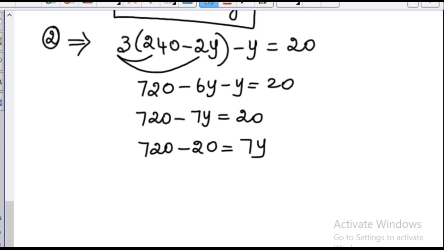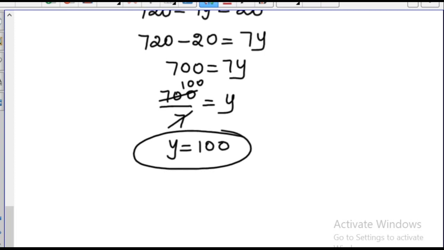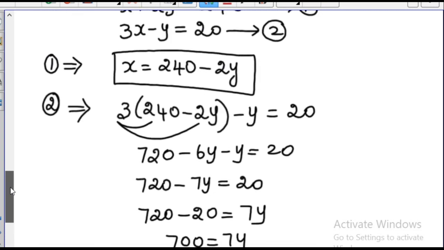So 720 minus 20, you will get 700, that is equal to 7y. Okay, therefore y is equal to 700 by 7. If you cancel, you will get 100. Therefore y is equal to 100. This y value we are going to apply in x.